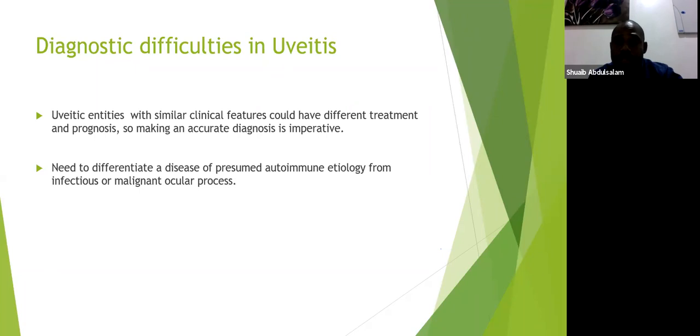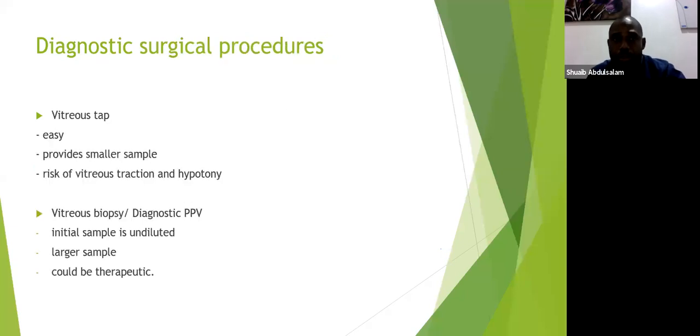Because usually if it's an infectious uveitis, you're supposed to give an antibiotic or antimicrobial concomitantly while you give your anti-inflammatory. So it's important to differentiate the disease, whether it's autoimmune, infectious, or a malignant ocular process. So what are some of the diagnostic surgical procedures that help in making a diagnosis?